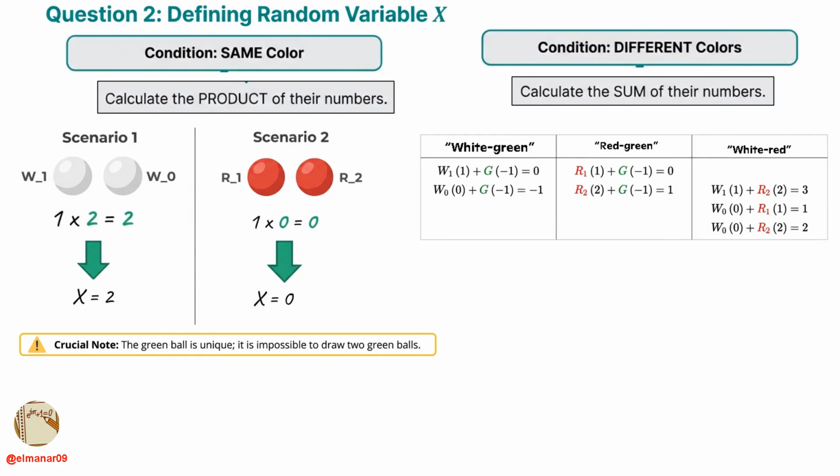White-red combination. This one offers the most possibilities. W1, 1, plus R2, 2, equals 3. W0, 0, plus R1, 1, equals 1. W0, 0, plus R2, 2, equals 2. Conclusion of this step. You see, by analyzing each case methodically and with a little passion, we have identified all the possible values for our random variable x. We are now armed and ready to build our probability distribution in the next step.